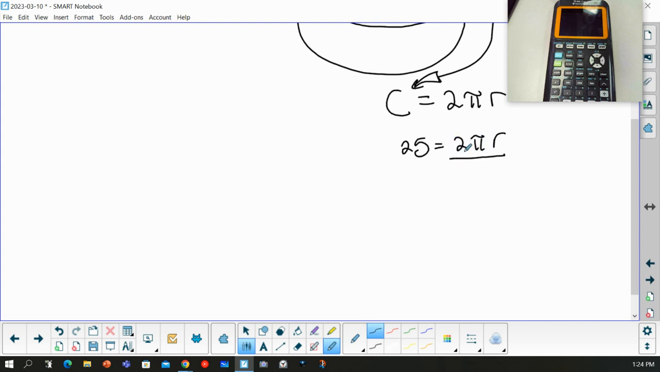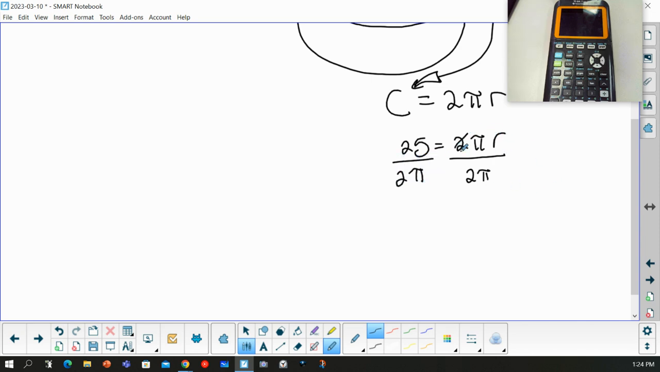So I want to get rid of this 2 pi. Now, 2 pi is a number, okay? It's a big, ugly decimal, but I'm going to leave it as 2 pi. I could do 2 times pi and get that decimal, but I don't want to write all that out. I'm going to just write the 2 pi out. I'm going to divide both sides by 2 pi.